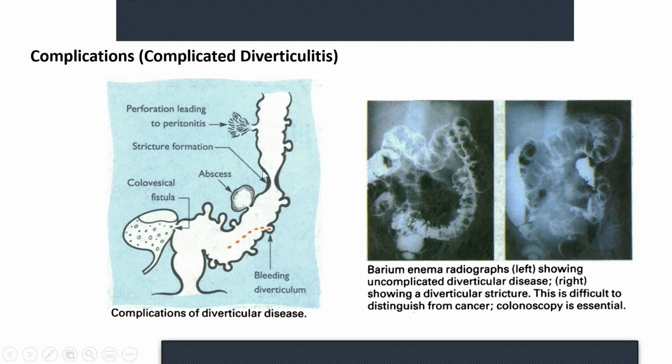In uncomplicated acute diverticulitis, sometimes if it's ongoing for long enough, it could wall off to become an abscess, which needs to be drained if it's large. And also in long-term or repeated episodes of acute diverticulitis, you can also get fistula formation as well.